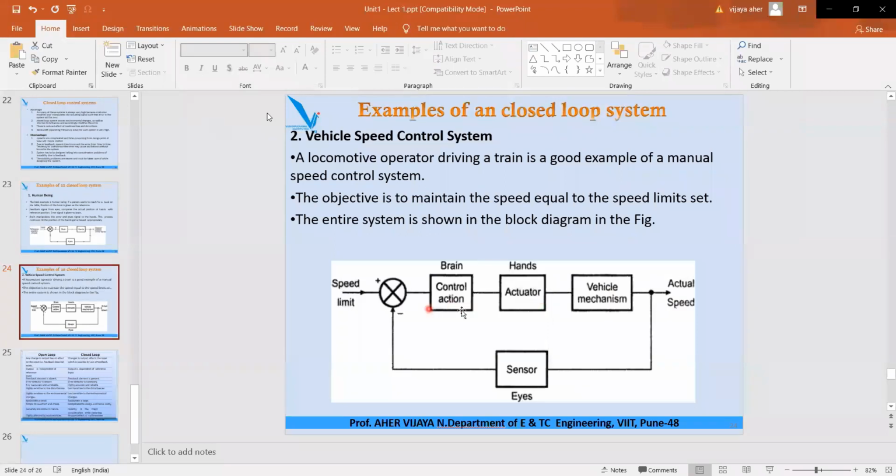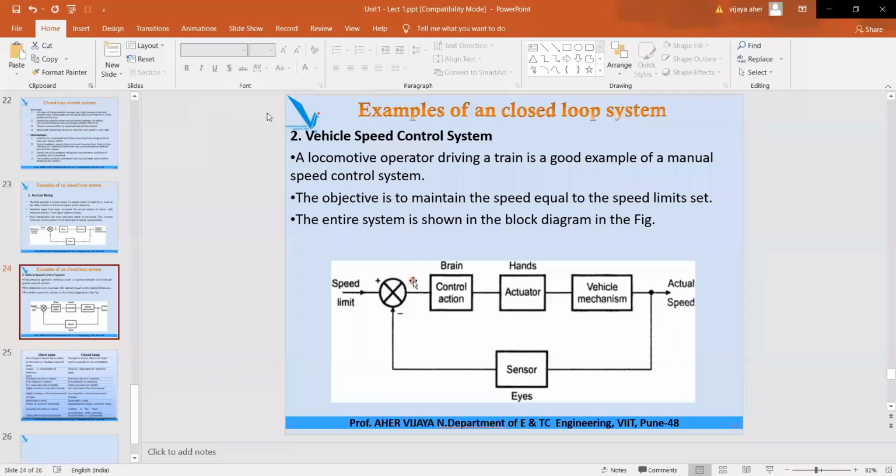And the controller action is taken by the brain. This is the error detector again. Now this is the reference speed, or you can say the speed limit. The second input to your error detector, or comparator, is the actual speed, which is taken through a speed sensor, or you can just say you get the speed by eyes. Accordingly, the error signal is generated.